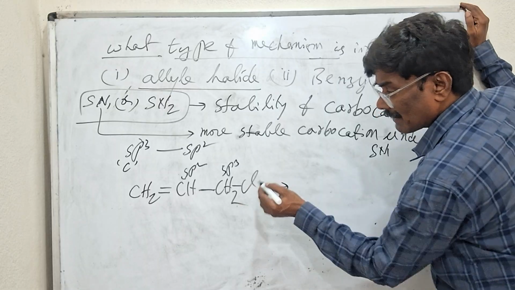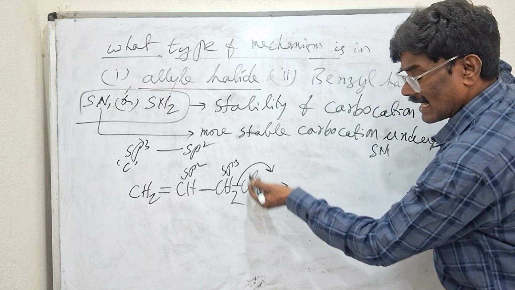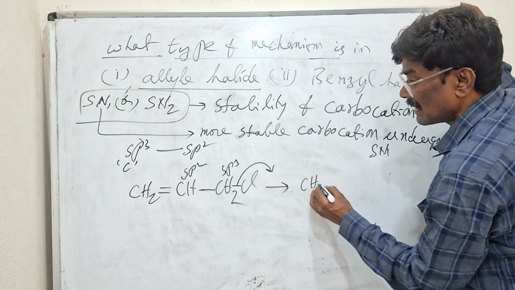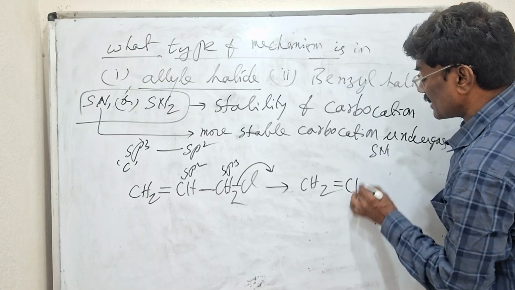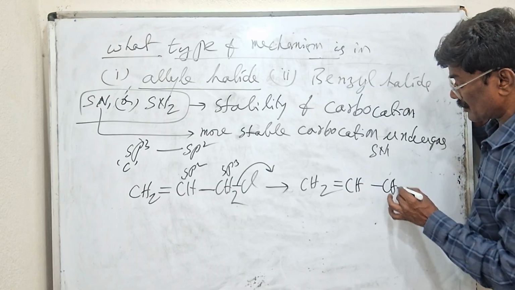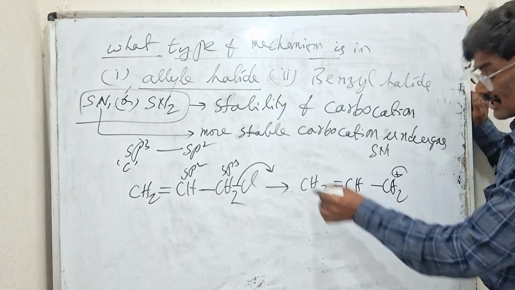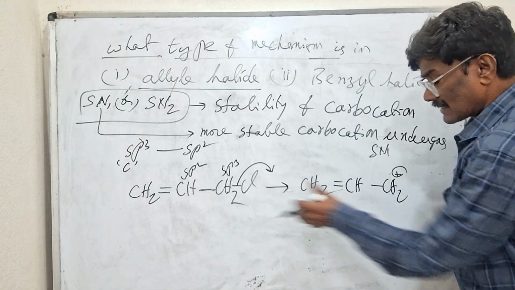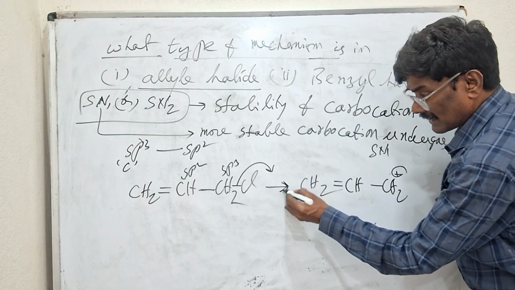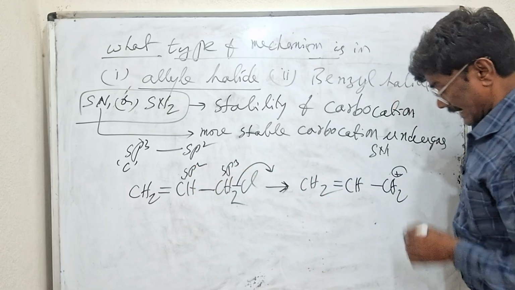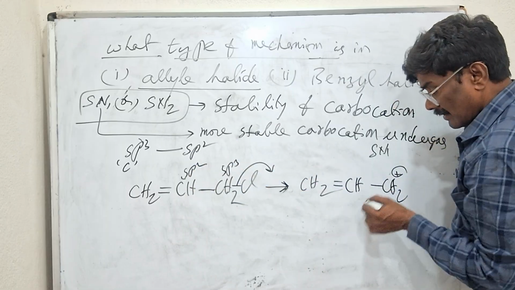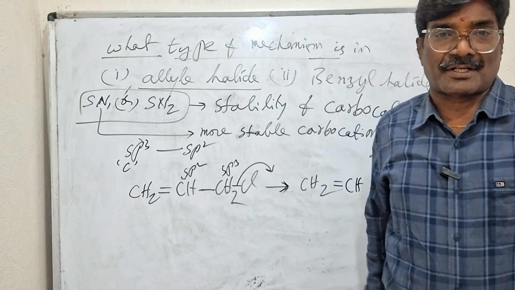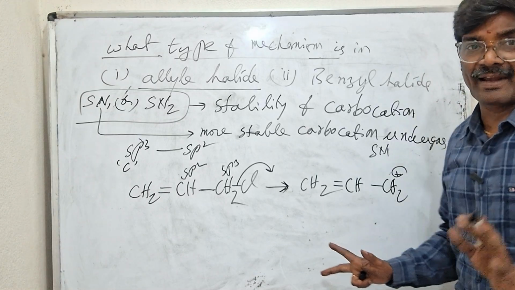Because this is a polar bond, the leaving group chloride or bromide leaves, resulting in CH2=CH-CH2 positive charge. This is a carbocation. This is an important change that takes place in allylic halides. After the chlorine leaves, we get a carbocation. It is stabilized by two resonance structures, so it is suitable for SN1.